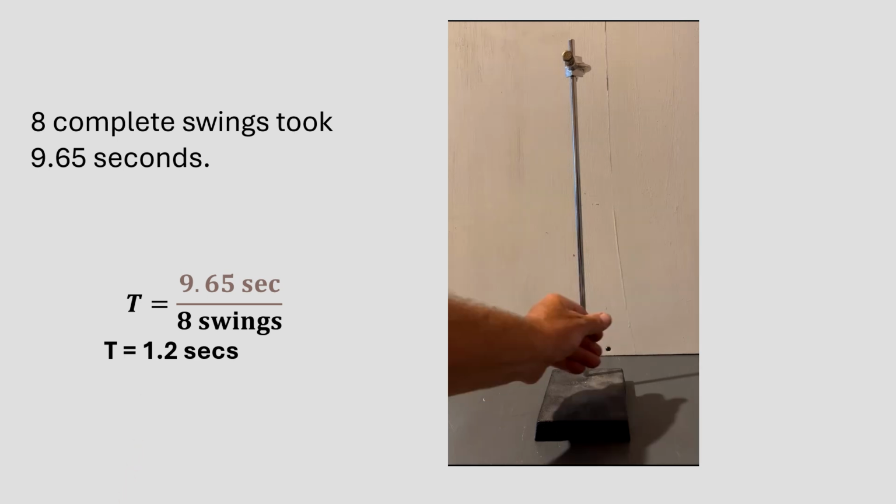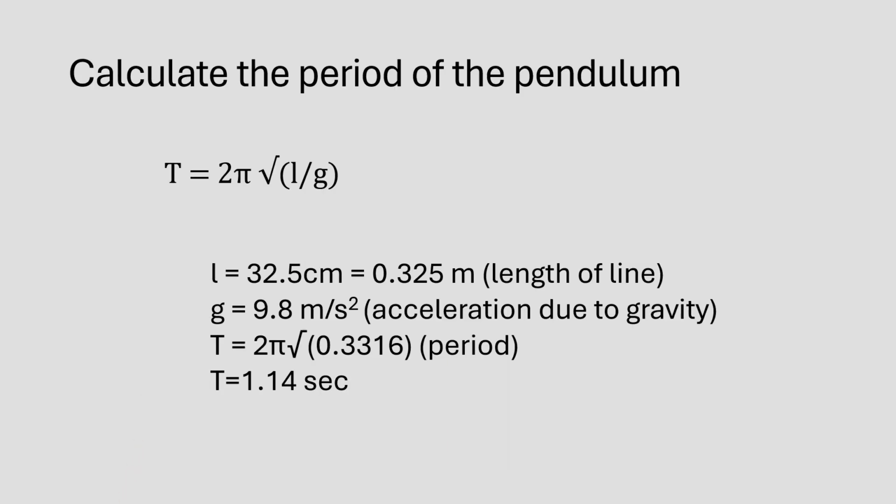Now we want to see what the theoretical value gives us. So let's calculate the period of a pendulum using the standard formula. The period is equal to 2 pi times the square root of L over g, where L is 32.5 centimeters or 0.325 meters, and that's the length of the line. g is our gravitational constant, the acceleration due to gravity at the Earth's surface, and that is 9.8 meters per second squared. Those are the units on that.